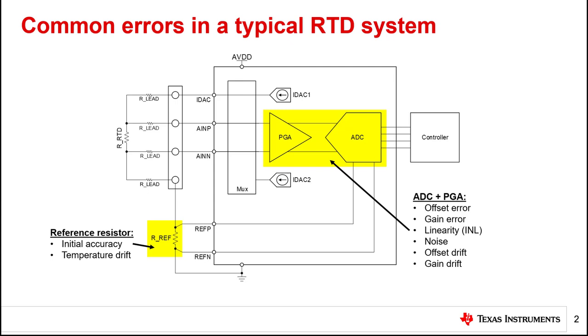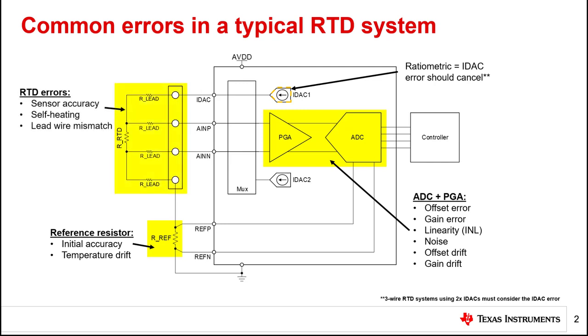The precision resistor, used to establish a ratiometric reference voltage, can contribute initial accuracy and temperature drift errors. We will assume there is no IDAC error because of the ratiometric reference configuration. However, IDAC mismatch error does need to be considered for 3-wire RTD measurement systems using 2 IDACs. This topic is covered in detail in a previous Precision Labs module discussing challenges with 3-wire RTD systems. Please review that module for more information about errors related to IDAC mismatch.